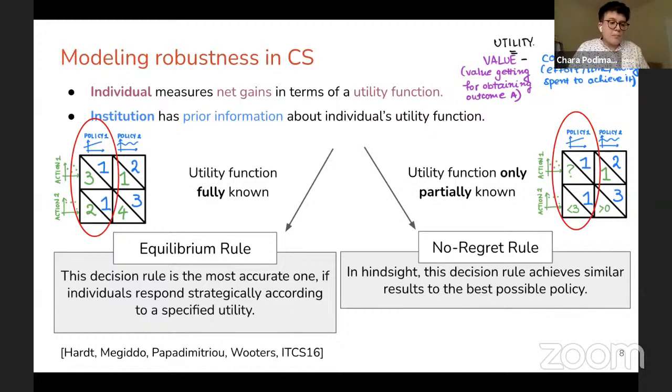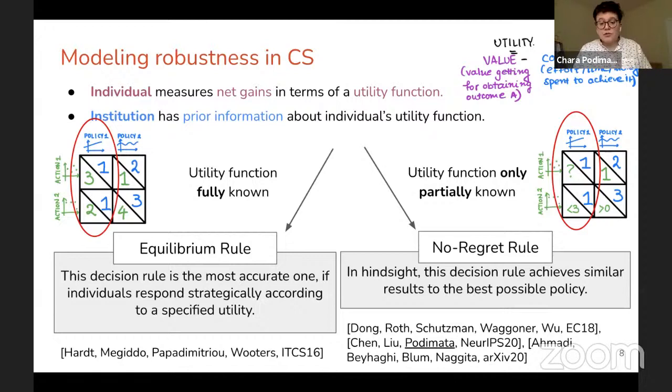There have been a lot of works in this area. Most importantly, the work by Hardt, Megiddo, Papadimitriou, and Wootters from ITCS 2016. This is the paper that actually introduced strategic classification as a setting, and it talks about equilibrium rules. And there have been a number of papers, namely the Dong, Roth, Schutzman, Waggoner, Wu 2018 paper, my paper with Yiling Chen and Yang Liu from NeurIPS 2020, and the paper by Ahmadi, Beyhaghi, Blum, and Naggita, which was recently posted on arXiv. And they talk about identifying no-regret rules.